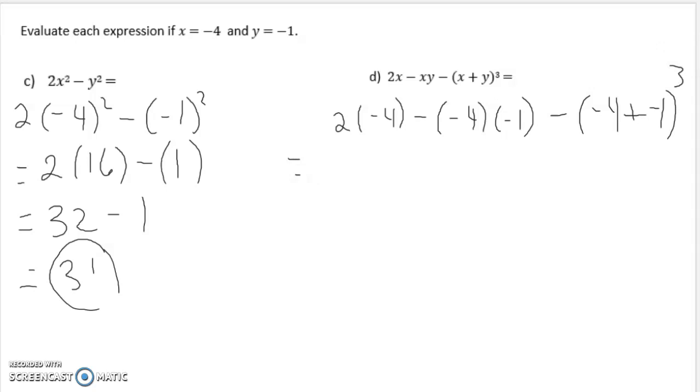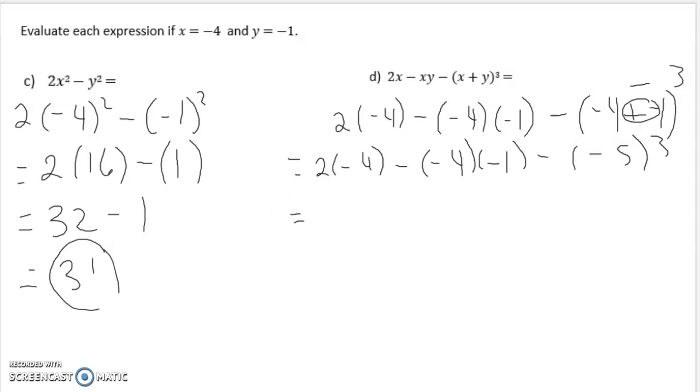Okay, so now we have to do brackets for BEDMAS. We got to do this part first. So I'm going to rewrite everything so it stays the exact same. So 2 times -4 minus -4 times -1 minus. And now we're going to work on this step. So -4 plus -1. So when you have two signs back to back, a positive and a negative, the negative wins. So this really means -4 minus 1. And that's going to give us -5. And that's cubed.